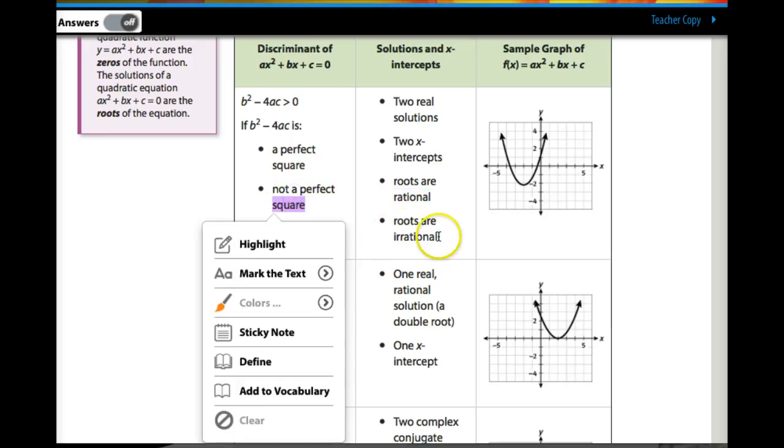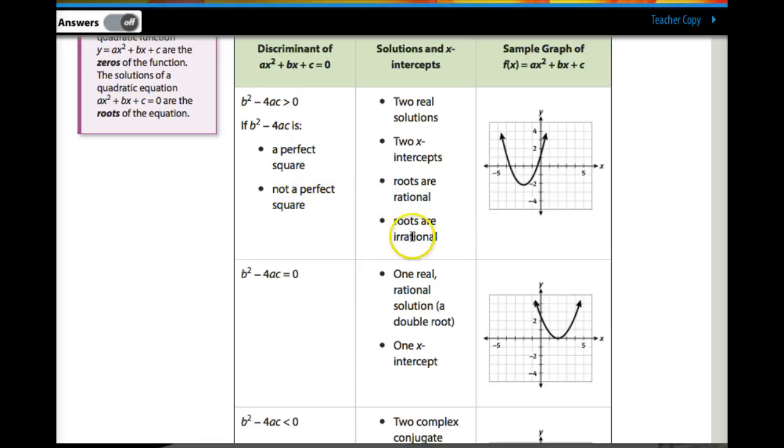Connect not a perfect square to roots are irrational. So if it's a positive discriminant that's not a perfect square, you have two real irrational solutions, which means you have two real irrational x-intercepts, meaning it's not going to come out evenly.